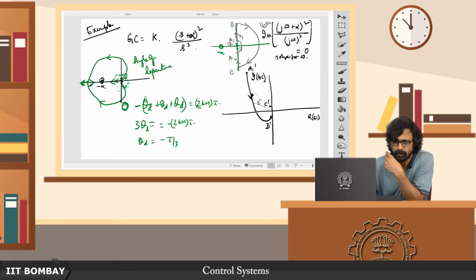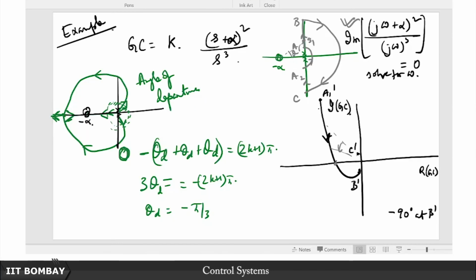So at B prime the angle is minus 90 degrees, and at C prime what is the angle, just take a look, it is going to be 270 degrees due to the poles and minus 180 degrees due to the zeros, right. So it is going to be a plus 90 degrees at C prime. So the net change in the phase, from the final to the initial, is going to be 180 degrees. So therefore it is going to be a counterclockwise rotation.